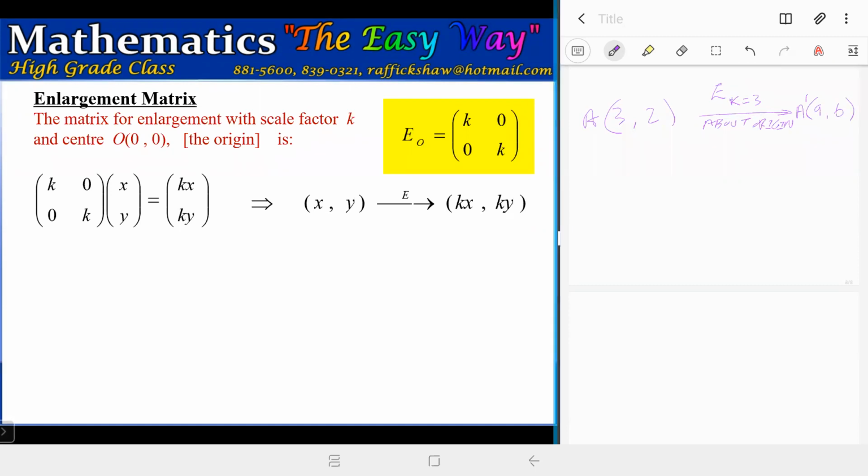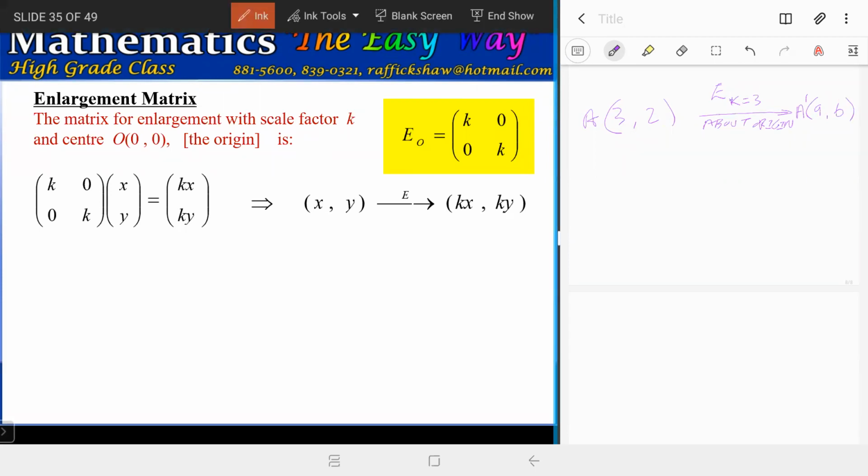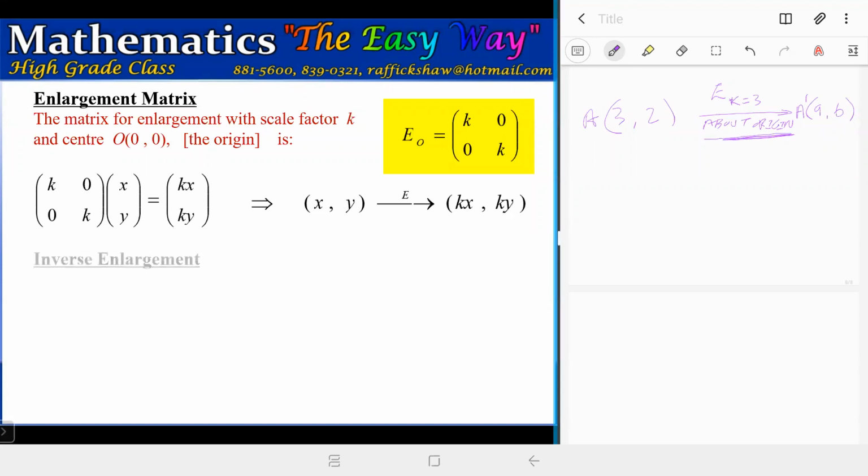That's what this is saying. If the point is X, Y and I apply an enlargement of scale factor K, I multiply this by K and multiply that by K. Simple as that. If the scale factor is -3, multiply by -3. If it's -0.5, multiply by -0.5. Remember, this is when the center of the enlargement is the origin. You can do that. Very simple and straightforward.